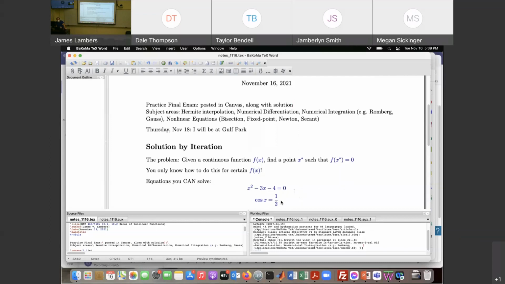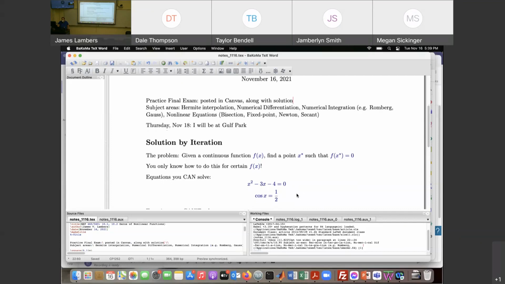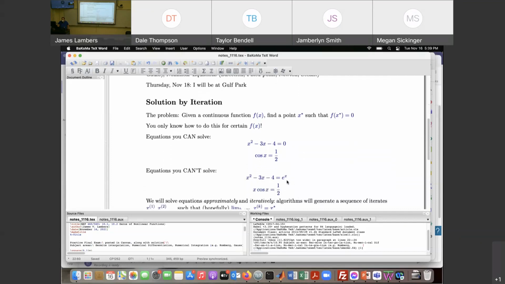But the set of nonlinear equations that you are able to solve in such a manner is very limited. I can make a very small change to these equations to get new equations that you have no idea how to solve. So for example, if I put an e to the x on the right-hand side of a quadratic equation, or for this one, I just put a factor of x on the left side. Everything you've learned in your prior classes would not help you solve these equations. And the best we can do is try to get an approximation.